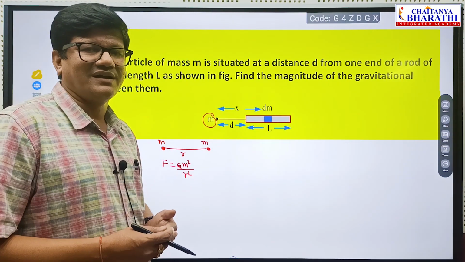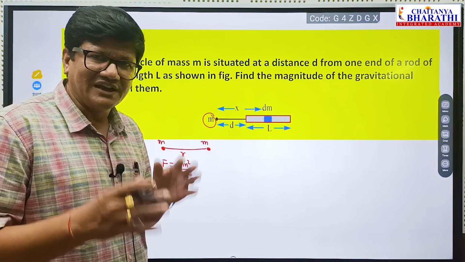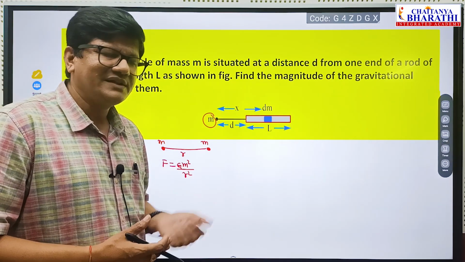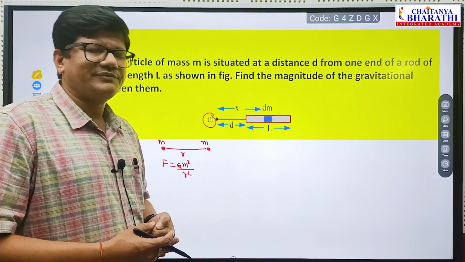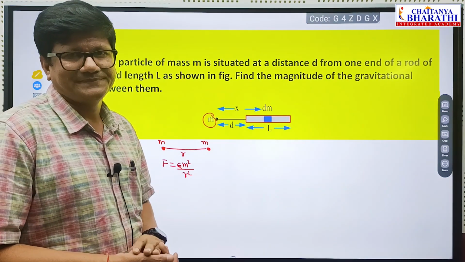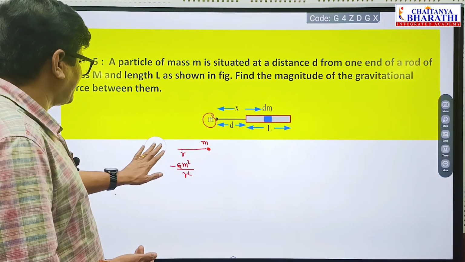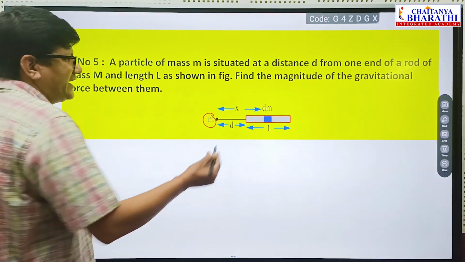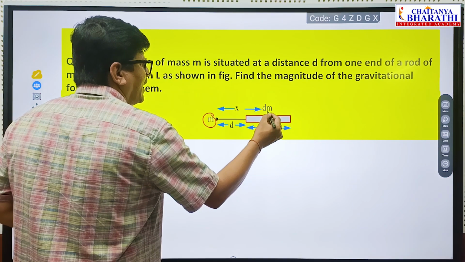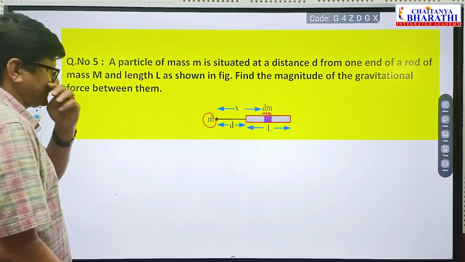Thereafter, we can integrate that expression within the limits. Then we can obtain the final expression between this body and this body. Okay? So for that small element, you take this small element, sir. This is the small element of thickness, that is the length dx.